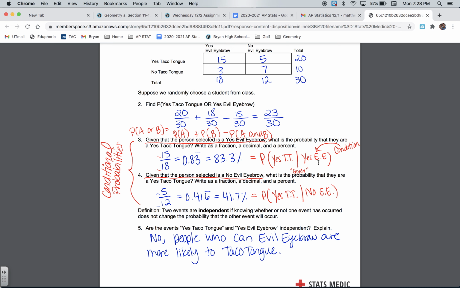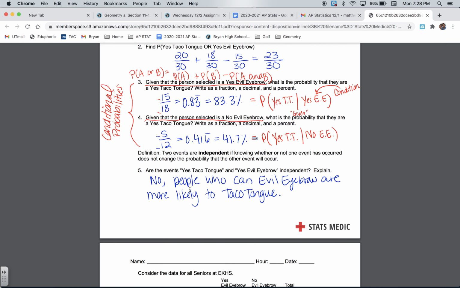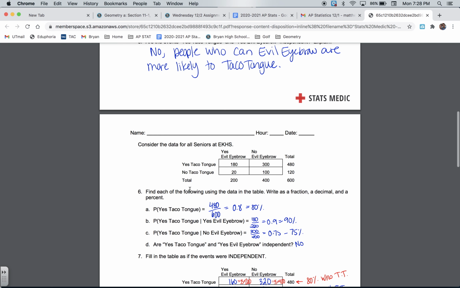Given I was yes evil eyebrow, what was the probability of me being a yes taco tongue? It was 83%. Okay, what if I was a no evil eyebrow and a yes taco tongue? It was 41%. So those odds changed. The definition says the probabilities don't change if they're independent, but these odds changed. So that means that this is not independent. People who have evil eyebrow are more likely to do taco tongue. All right, let's look at another example.